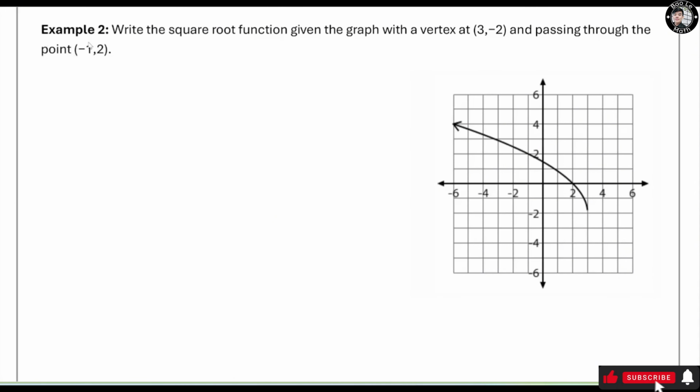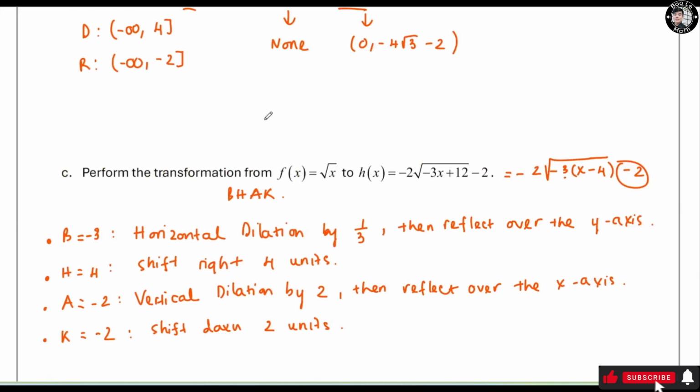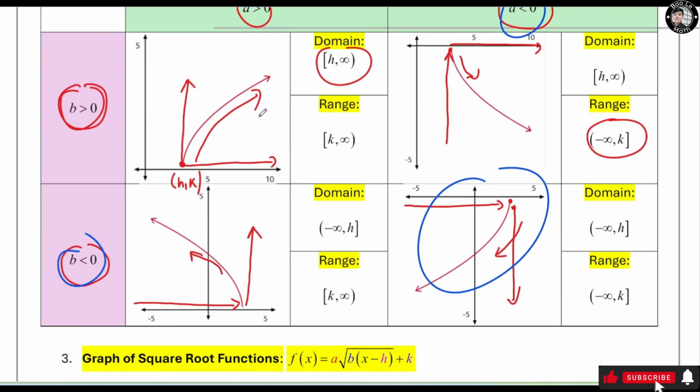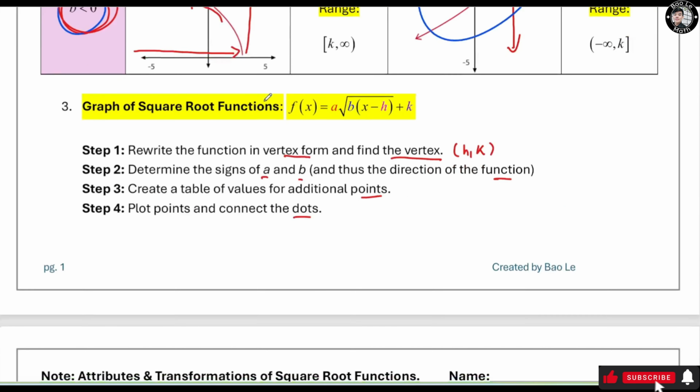Now let's move on to example number 2. Write a square root function given the graph with a vertex 3, -2, and passing through the point -1, 2. And we look at the graph here, it's going this way, right? So we look at the note right here. It tells us that A is positive, B is negative, right?